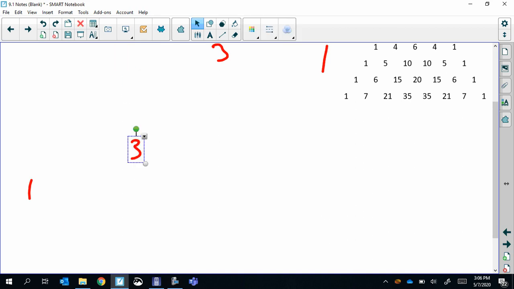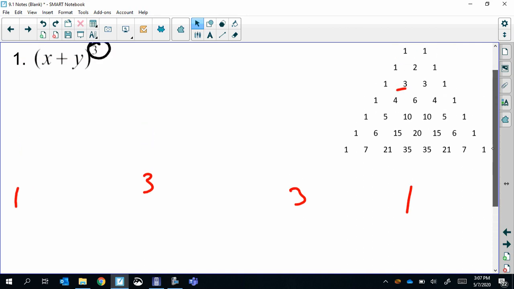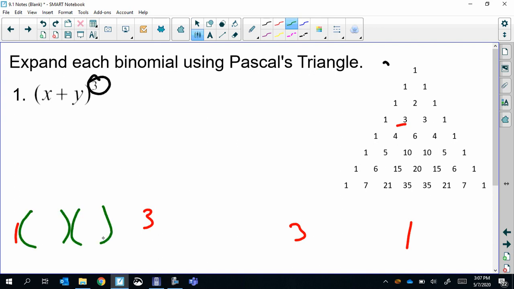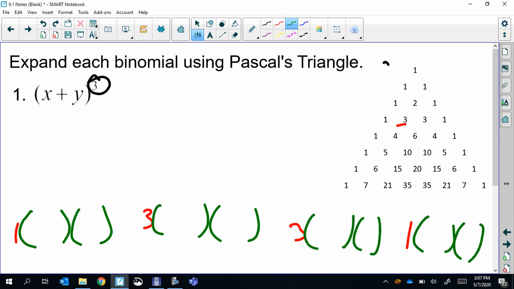Alright, so we've got 1, 3, 3, 1. We want these nice and spaced out so we can use these. Now the next thing that we are doing is next to each of these numbers, we need 2 sets of parentheses, and plus signs here in the middle.